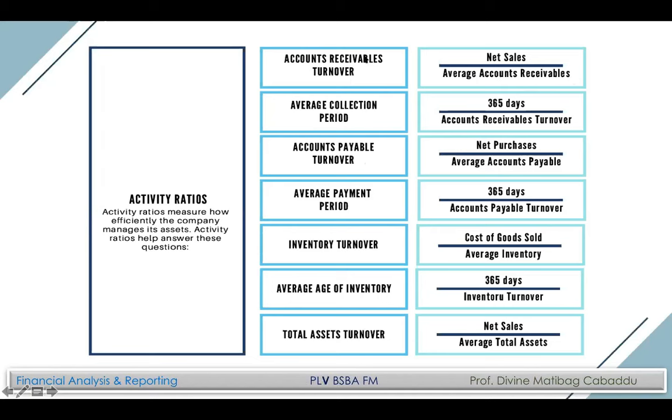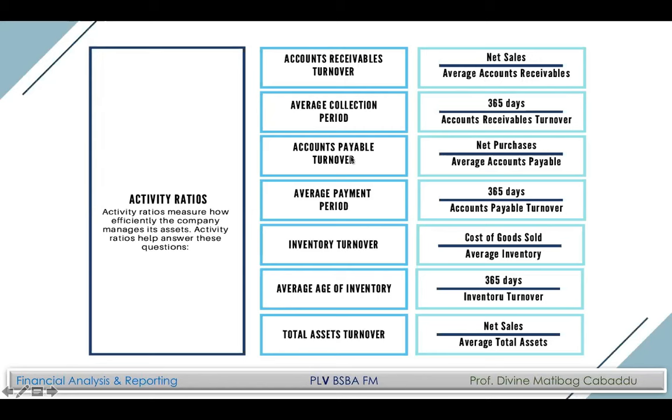So pag turnover, what did you notice? Kapag turnover ang hinihingi, for example, accounts receivables turnover, accounts payable turnover, inventory turnover. So kung ano yung hinihinging account, yun yung denominator. So if it's accounts receivables turnover, napansin nyo, the denominator is your accounts receivables. Saan nanggagaling yung accounts receivables? Sa net sales. That's why yung numerator mo is net sales.